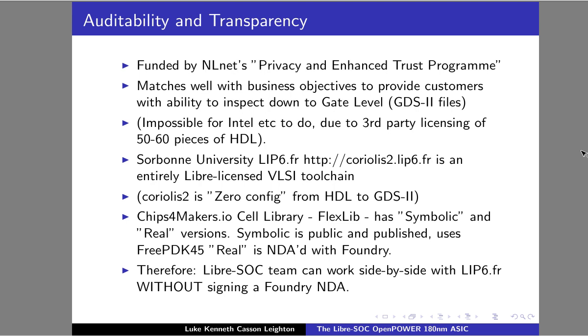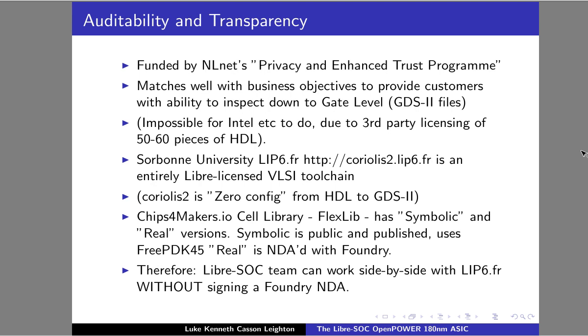For us, we deliberately went with Sorbonne University LIP6 in France, the Coriolis 2 tool, which is an entirely Libre licensed VLSI toolchain. You may have heard of how OpenROAD is zero config from HDL to GDS2. So is Coriolis 2, and it has existed since around 1993, developed by a French company, and then was assigned to LIP6.fr, who helped develop it. So it's actually quite a mature toolchain.